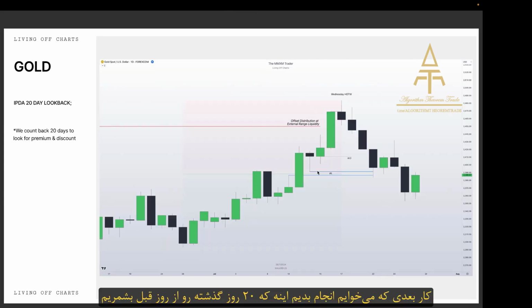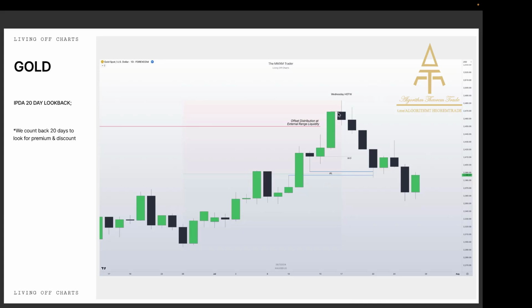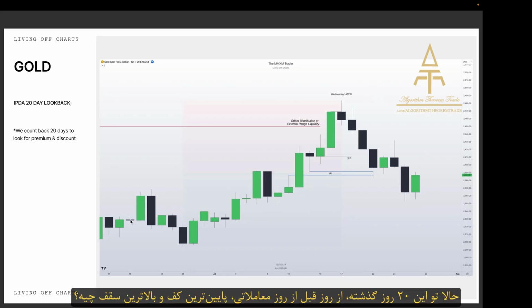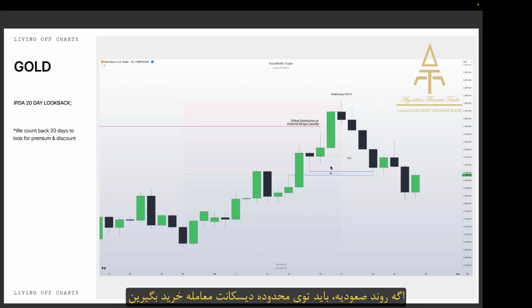What we're going to do next is we're going to map the previous, count back 20 days from the previous day. So if you look at this day here is the day we're looking to trade. We're going to count back 20 days. 1, 2, 3, 4, 5, 6, 7, 8, 9, 10, 11, 12, 13, 14, 15, 16, 17, 18, 19, 20. So in the past 20 days, starting from the day before your trading day, what is the lowest low and the highest high? If you're shorting, you want to be shorting in premium of that range. If you're bullish, you'd want to be buying in the discount of that range.